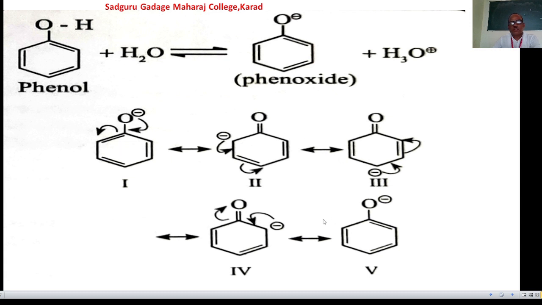These are the resonating structures of the phenoxide ion. In the first structure, the negative charge is present on this oxygen. There is a delocalization of this negative charge in the ring. Then the negative charge comes on this carbon atom, then shifts again to this carbon atom, and again to this carbon atom, and finally returns to its original position. So these are the different resonating structures of phenoxide ions. From these resonating structures, there is a delocalization of the negative charge in the benzene ring.